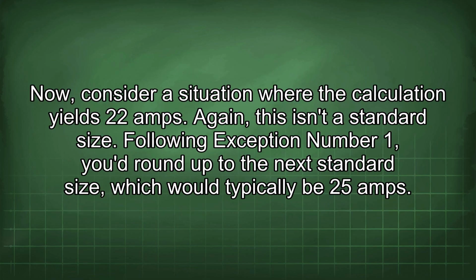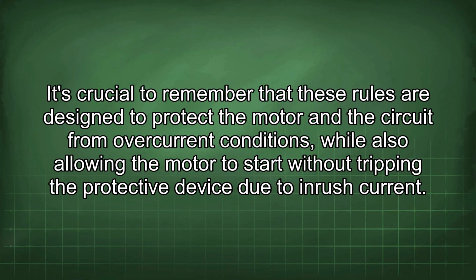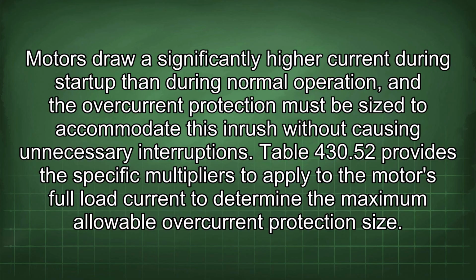Now, consider a situation where the calculation yields 22 amps. Again, this isn't a standard size. Following exception number 1, you'd round up to the next standard size, which would typically be 25 amps. It's crucial to remember that these rules are designed to protect the motor and the circuit from overcurrent conditions, while also allowing the motor to start without tripping the protective device due to inrush current. Motors draw a significantly higher current during startup than during normal operation, and the overcurrent protection must be sized to accommodate this inrush without causing unnecessary interruptions.